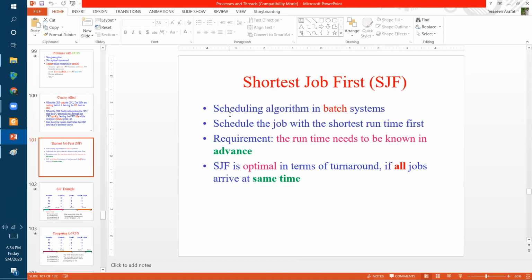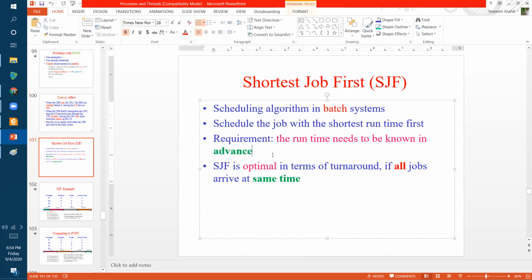Scheduling algorithm in batch systems. Of course, we are studying about batch systems. What kinds of algorithm will be appropriate for batch systems? So here another one is shortest job first. Schedule the job with the shortest runtime first. So which process has the shortest runtime, it will get the CPU first. Okay, clear idea. Requirement: the runtime needs to be known in advance.